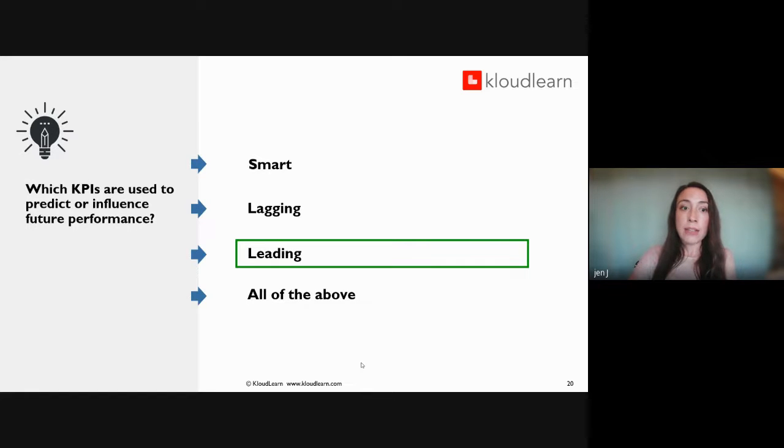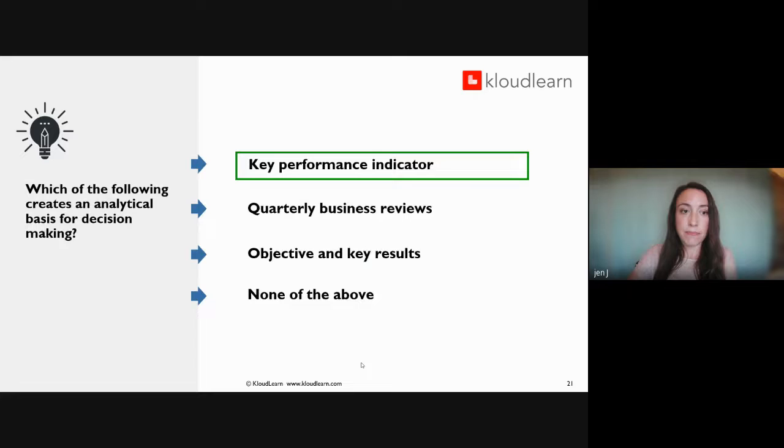Which KPIs are used to predict or influence future performance? SMART, lagging, leading, or all of the above? Leading is used for future performance. Remember, lagging is for past performance, leading is for future performance.